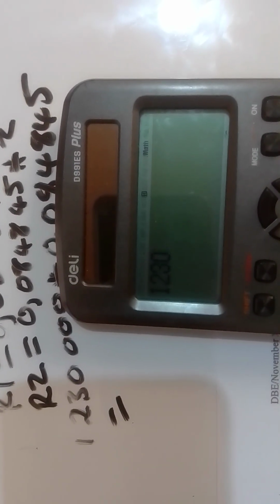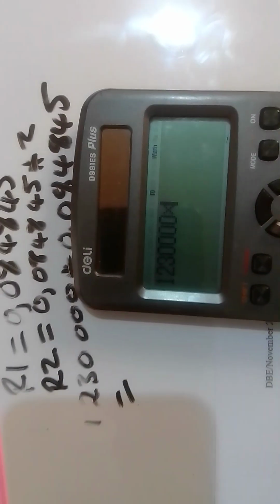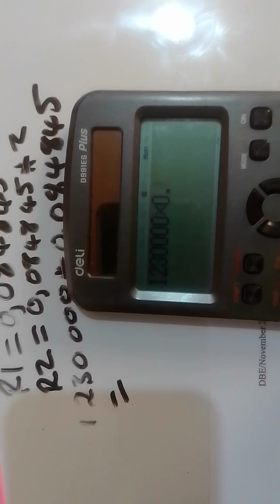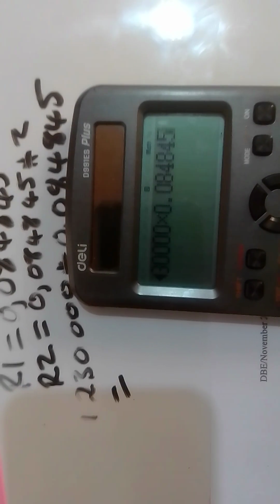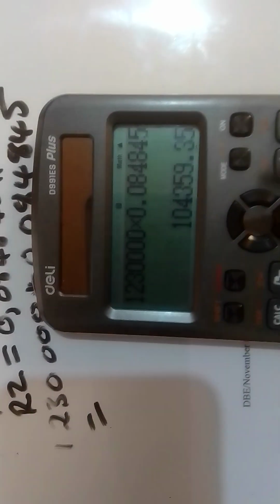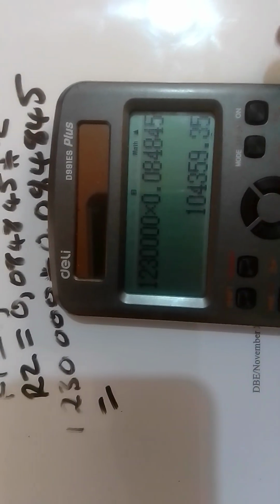We now say 1,230,000 multiplied by 0,084845, which equals, we've got 104,359 rands 35 cents. So you're a millionaire in South Africa, and then in Canada you won't be a millionaire.